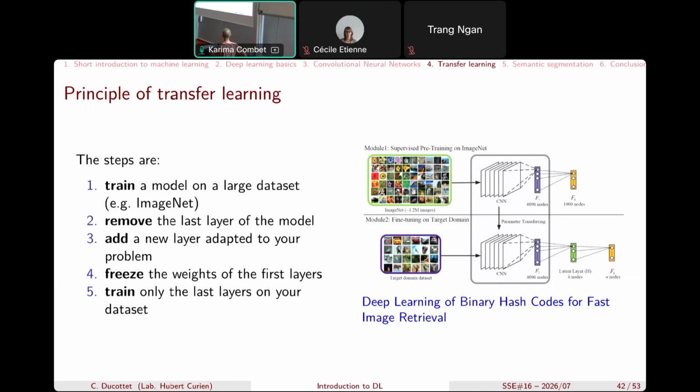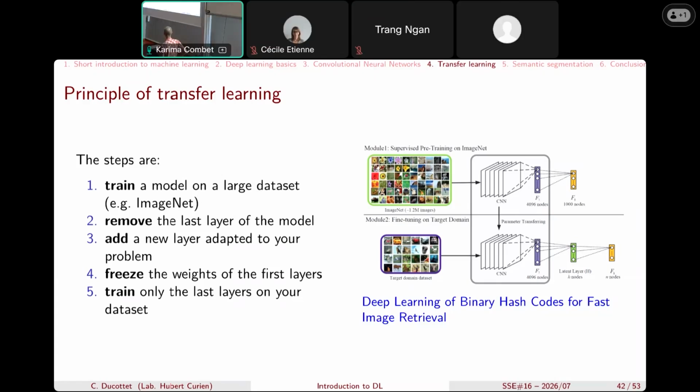We are doing what is called transfer learning. What is the idea behind that? The idea is to use a model which has already been trained on a large data set, let's say ImageNet, and we want to use it to leverage the training that we have to solve another problem. So how can we do it?